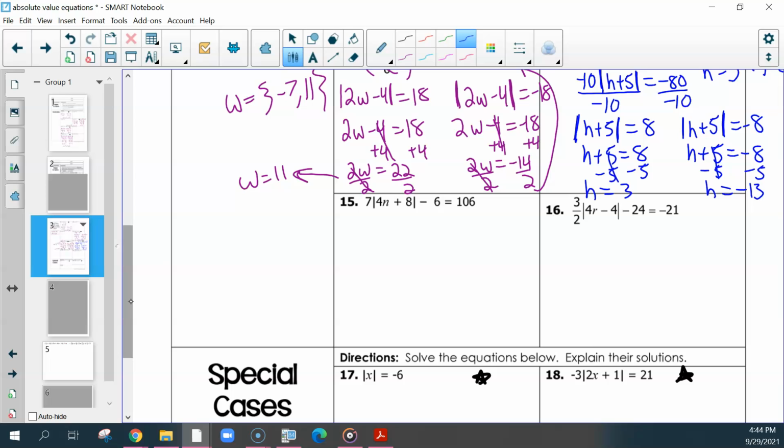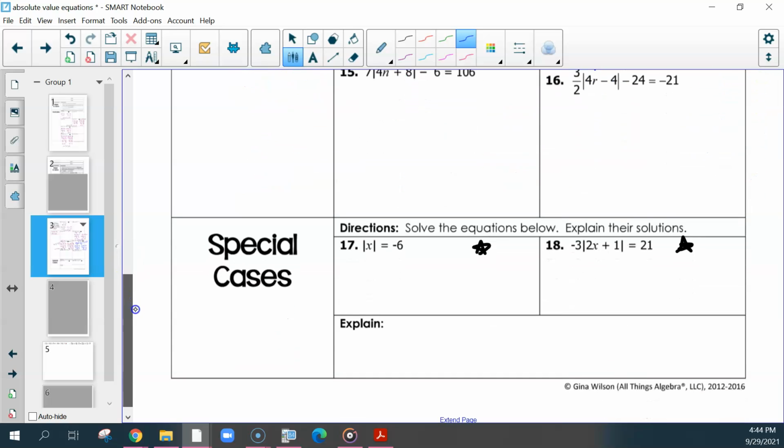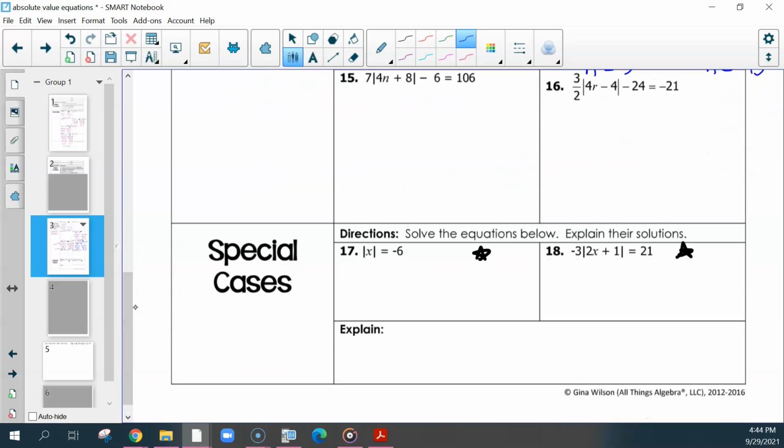Number 15 is very similar. 16 is also very similar. It just has that fraction. Don't let that fraction throw you off. Now we're going to move on to some special cases.